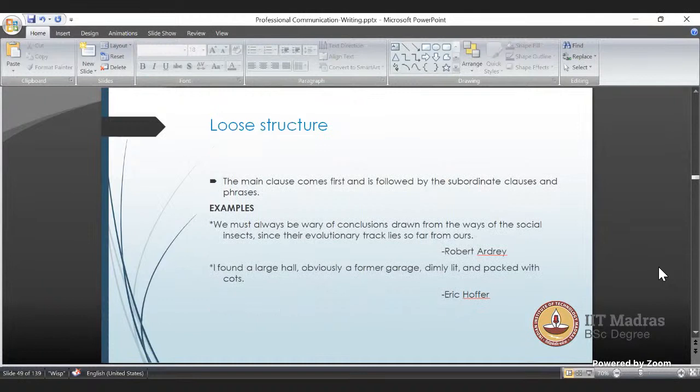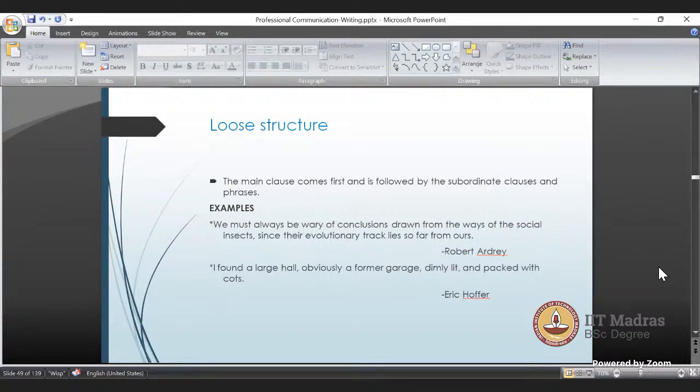Loose structure is the straightforward one where you have the main clause coming in first in the sentence, followed by the subordinate clause or clauses. Okay. It can be one clause and can be many clauses. Depending on how many you want to add, you can decide what you want to do with it. But in terms of its arrangement, in the loose structure, the first one that comes is the main clause, followed by all the other subordinate clauses.